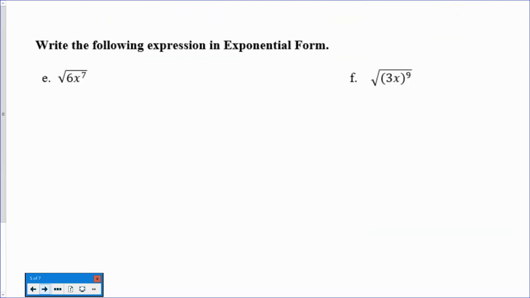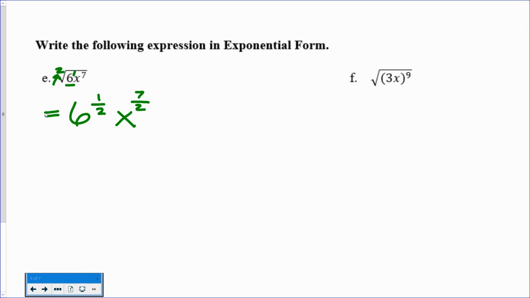All right, these next two, they're in radical form, and we're going to put them in exponential form. So I should notice this is a square root. So I've got my 6. It would be raised to the 1st power, but it's in the square root. So that would be 6 to the 1/2 power. X is being raised to the 7th, but it's under the square root. So that would be the 7/2 power. That is it. That is my answer.